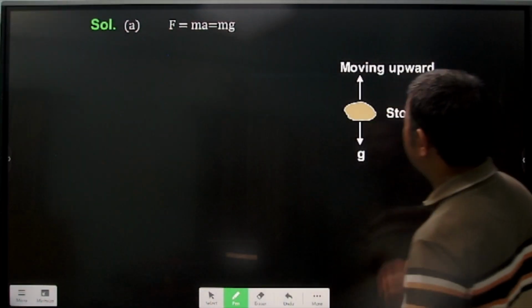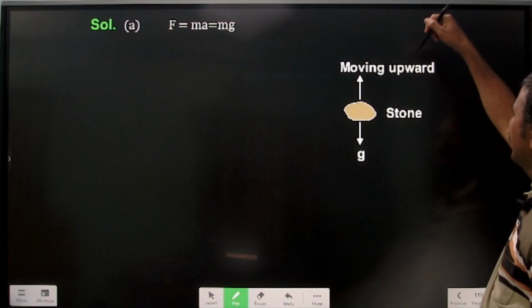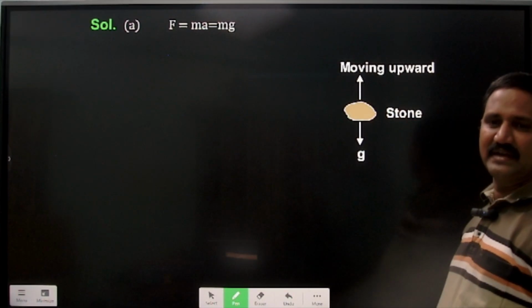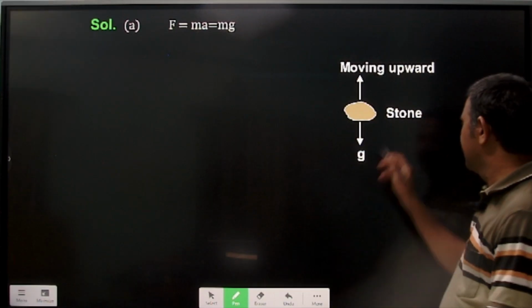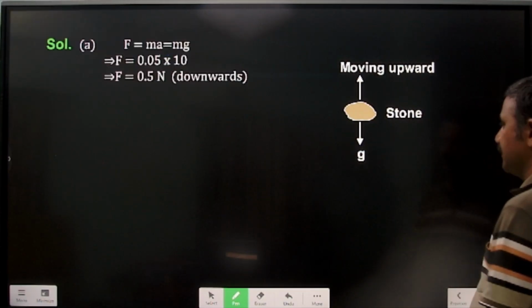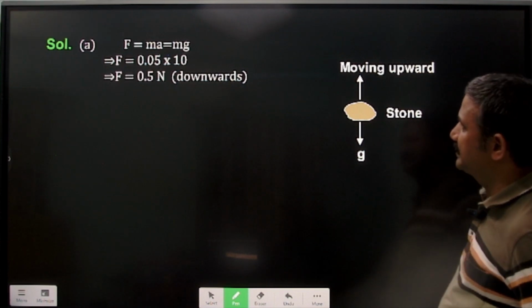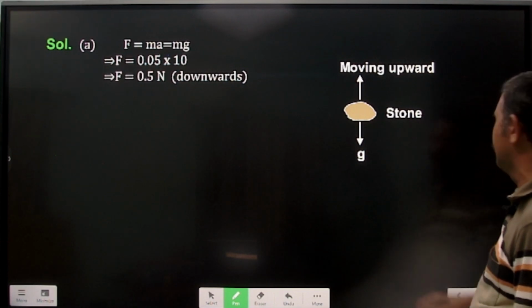So here, first body is moving upward direction. So what is the net force acting on the body? Net force acting on the body is mg. That is stone. Net force is mg. That is equal to m is 0.05 into g is 10. So 0.5 Newton acting downward direction.